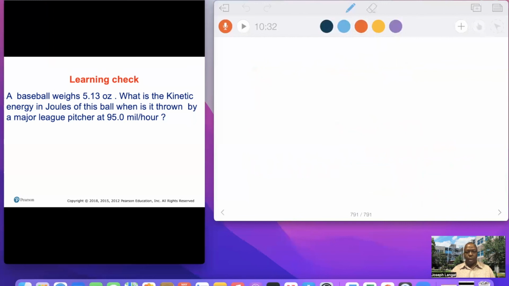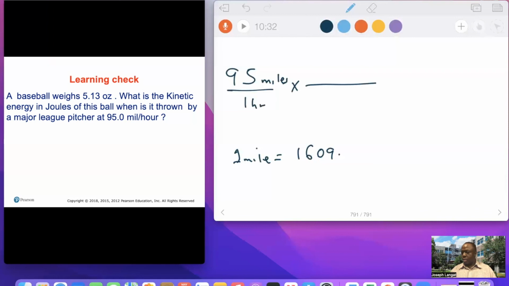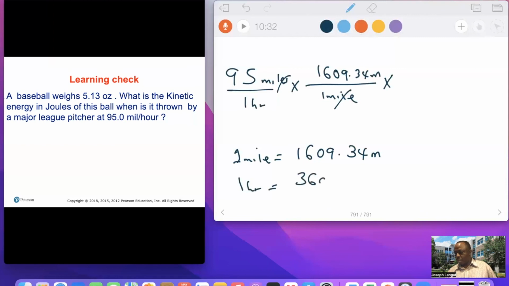If it is 95 miles per hour, we have to change to meters per second, and it turns out that 1 mile equals 1609.34 meters. So if I have here 1 mile, 1609.34 meters per mile as we call it, and of course 1 hour equals 3600 seconds.